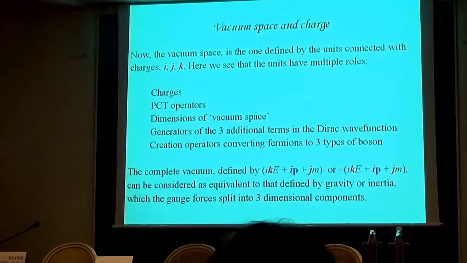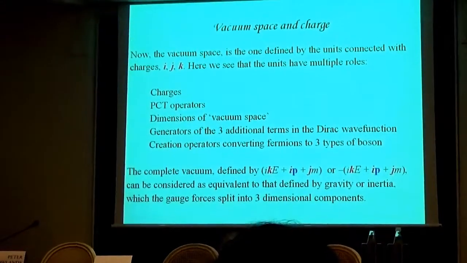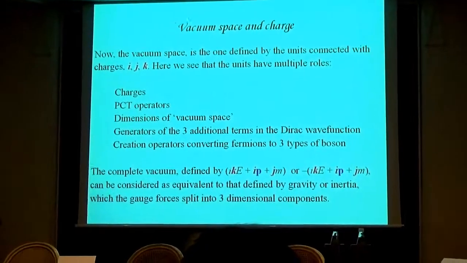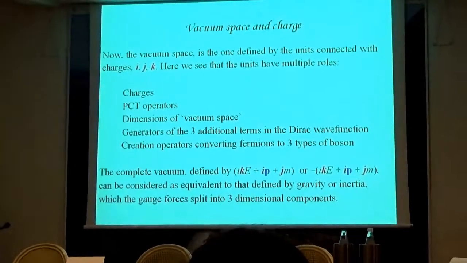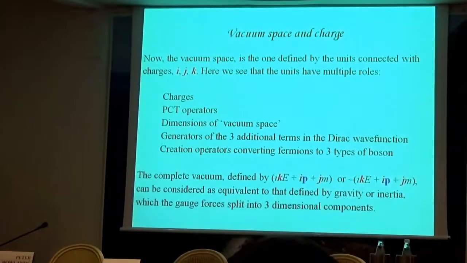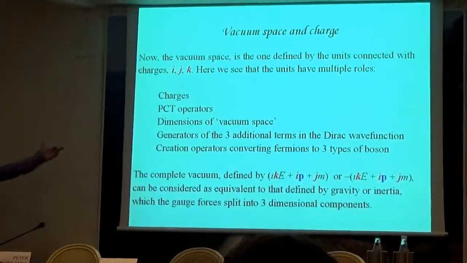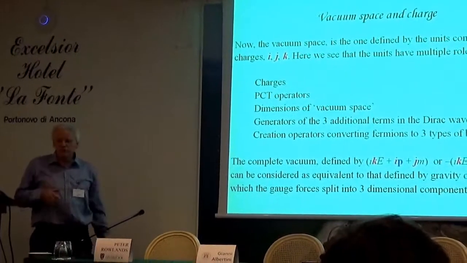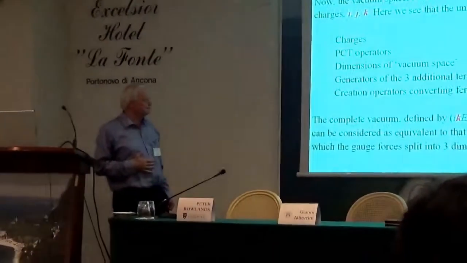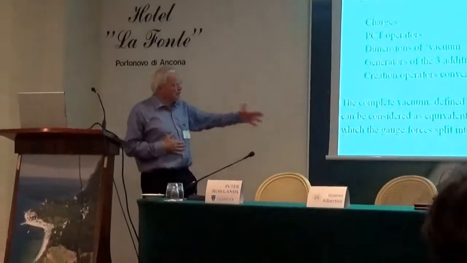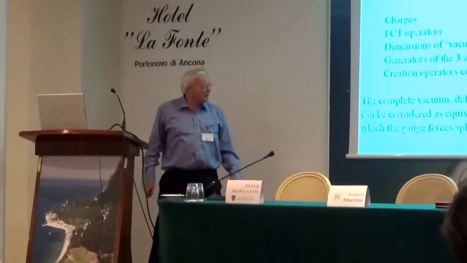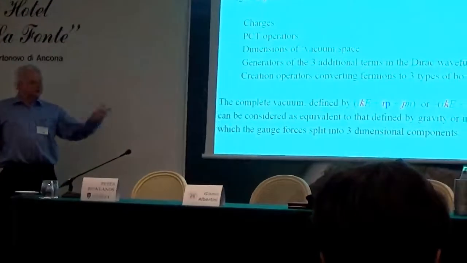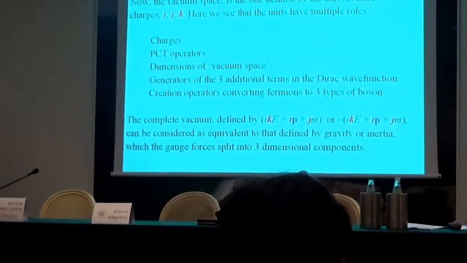So we can see that the vacuum space is the one that's defined by the units connecting the charges. But we see that those units have many roles. They could be charges, PCT operators, dimensions of vacuum space, generators of the other 3 terms in the Dirac wave function, creation operators converting fermions to 3 types of boson. The complete vacuum can be the one defined by gravity or inertia, which the gauge force is split into 3-dimensional components.